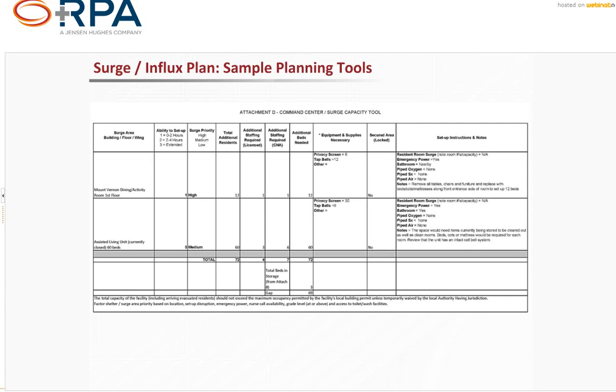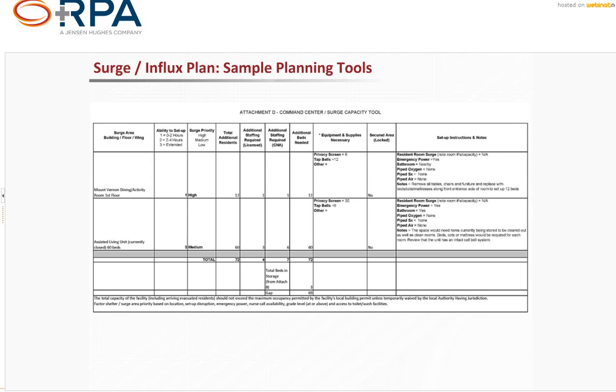One of the tools that we have provided for you, again in the folder in the lower right-hand corner, is this Surge Influx Plan tool. What this does is give you basically a simple little spreadsheet to look at each area which we think is a good surge area, like a dining room or a med surge area where we're going to create additional beds, or an overflow area. The first column is what's our ability to set up that space. Can we do it in 0 to 2 hours, 2 to 4 hours, or is it going to take an extended period of time?